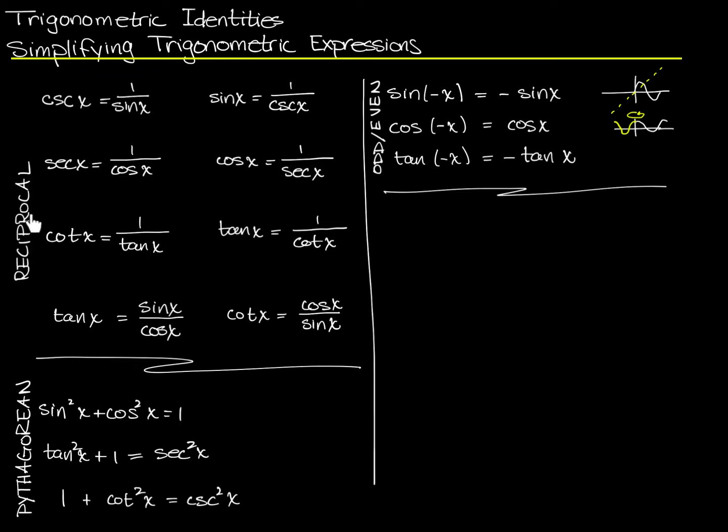So far we have the reciprocal identities, the Pythagorean identities, and the odd-even identities. There's one more class of identities that we haven't actually really talked about yet. We've sort of gone over the idea, but we haven't actually called them identities. And those are the cofunction identities.